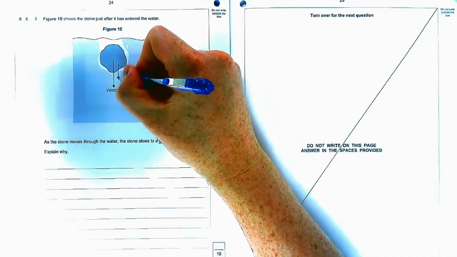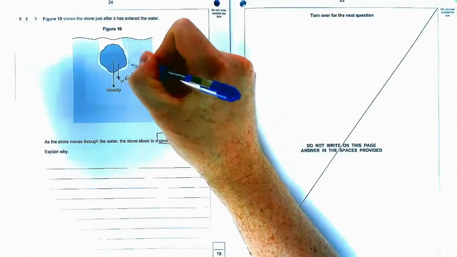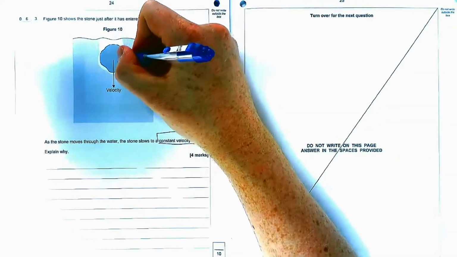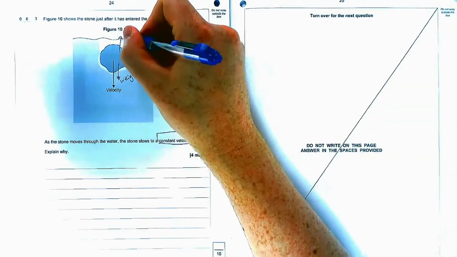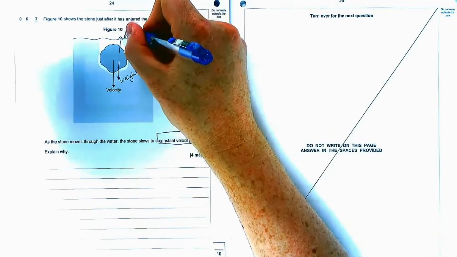Okay, and it's a big explain question. It's 4 marks, so we can use bullet points to explain why it goes to a constant velocity. Okay, so I'm going to do a couple of diagrams here just to show you initially. So there's the stone.